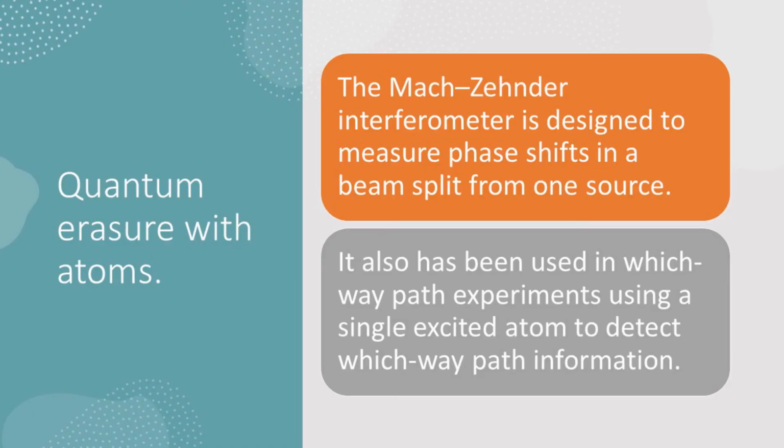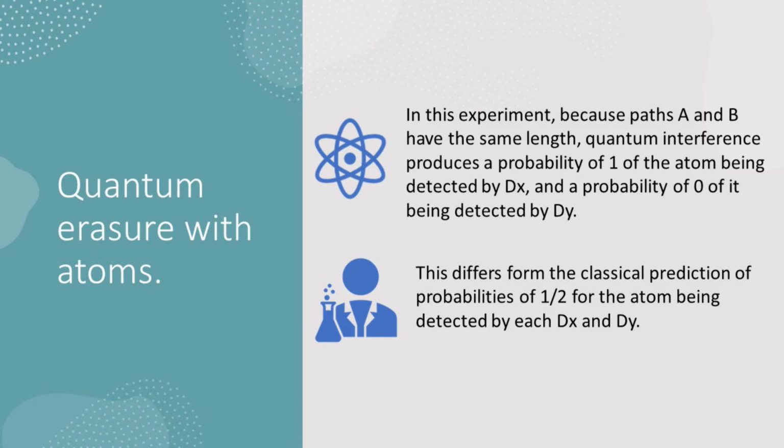Quantum erasure with atoms. The Mach-Zehnder interferometer is designed to measure phase shifts in a beam split from one source. It has also been used in which-way path experiments using a single excited atom to detect which-way path information. In this experiment, because paths A and B have the same length, quantum interference produces a probability of 1 of the atom being detected at Dx and a probability of 0 of it being detected at Dy. This differs from the classical prediction of probabilities of 1/2 for the atom being detected by each Dx and Dy.